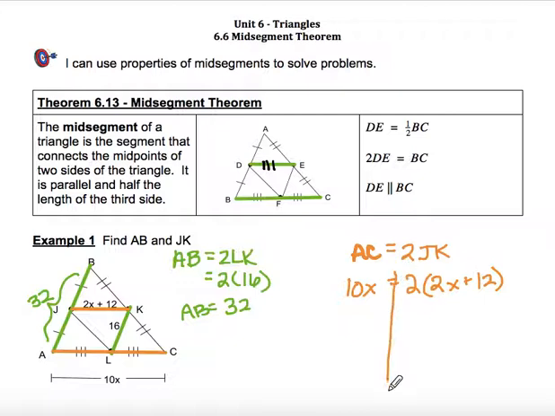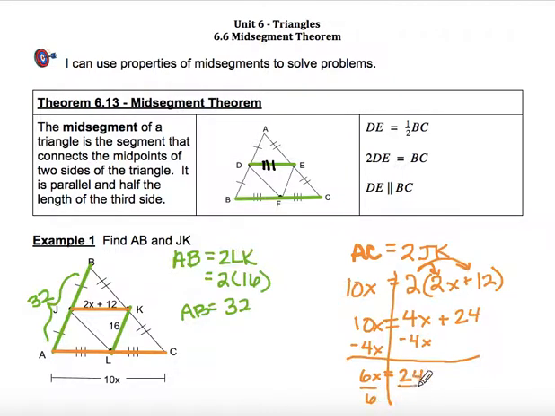To solve this, first I'm going to use my distributive property. Remember to distribute to both. So it's 4x plus 24. The other side's going to stay the same; I haven't done anything over there. Take 4x from both sides. I get 6x equals 24. Divide both sides by 6, and x is 4. So awesome.